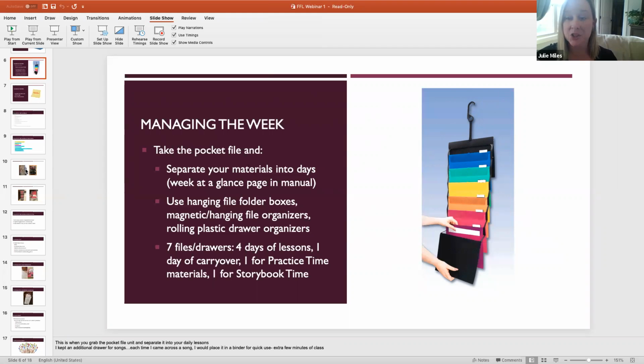Then I keep an extra one for carryover. So that way anything that wasn't covered will go into my 5th day, my Friday. I also kept one for practice time materials and then another one for storybook time. So in all, you would need 7 files or drawers. Next slide.